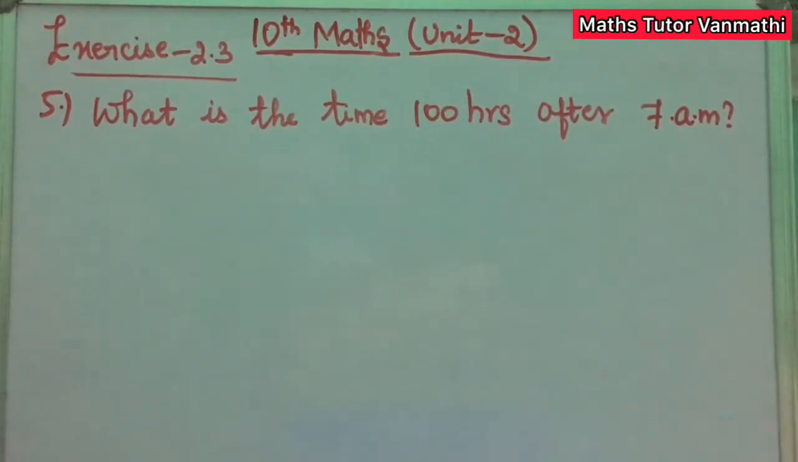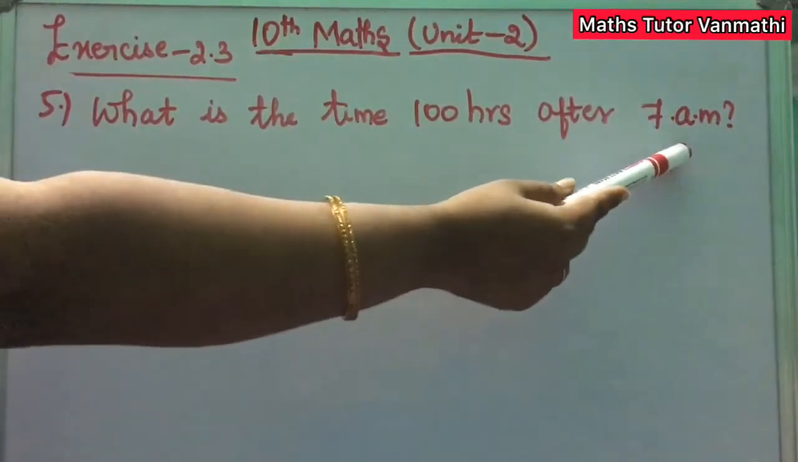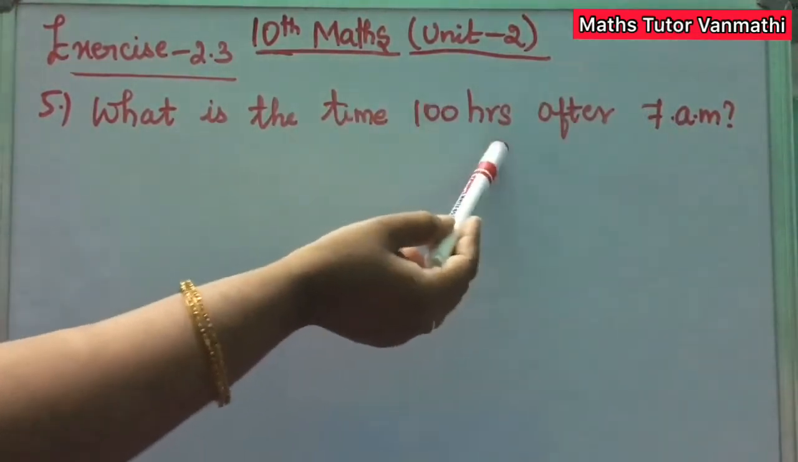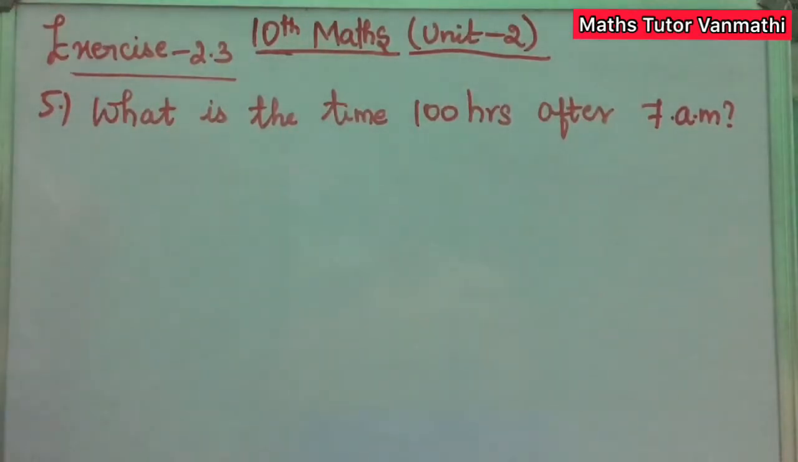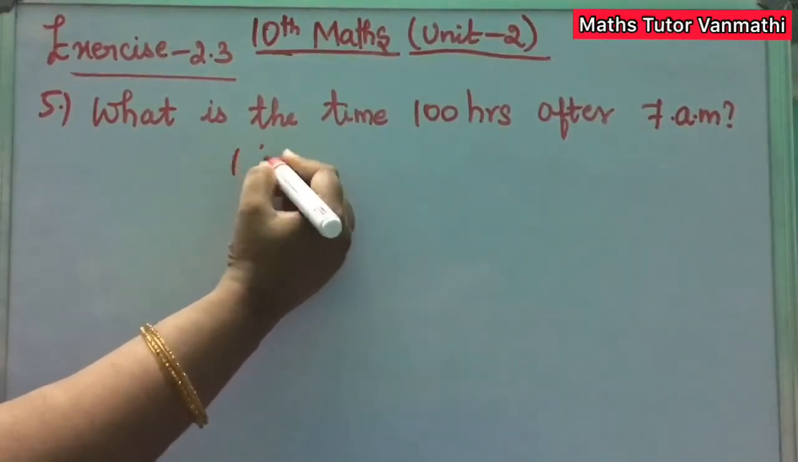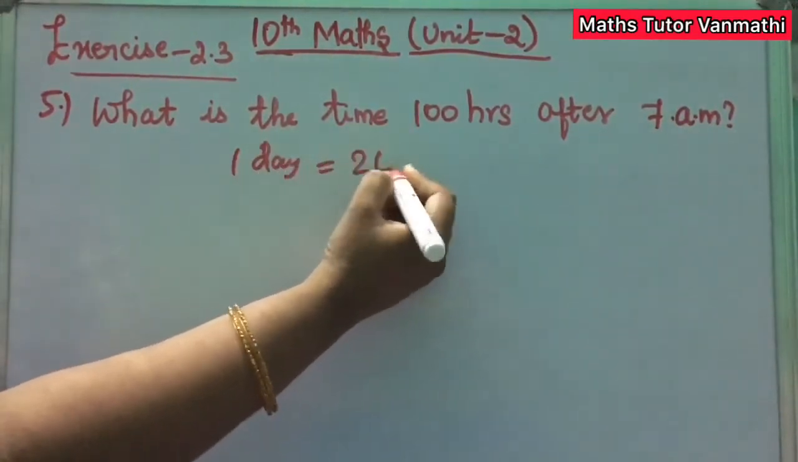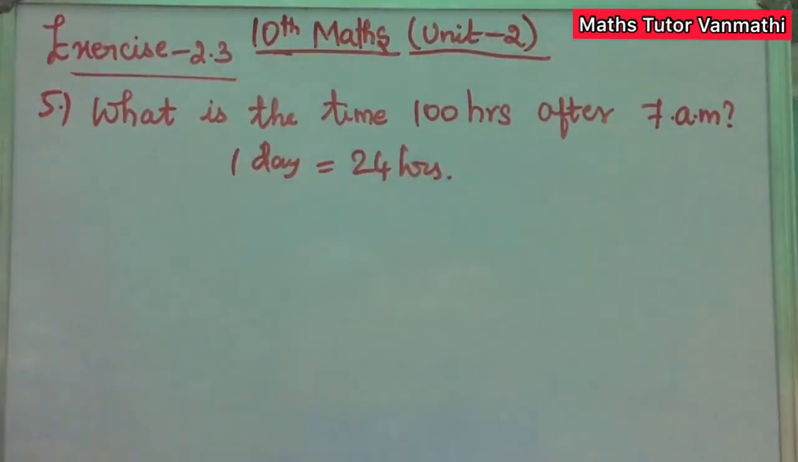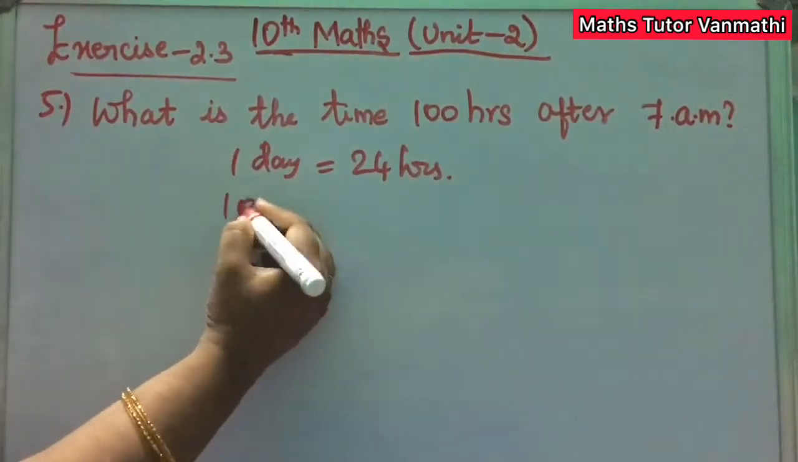Fifth problem, what is the time 100 hours after 7 a.m.? Okay, what they are asking is that 100 hours after 7 a.m., what will be your time? Okay, this can be easily solved by, how many hours do we have in a day? One day has 24 hours. Okay, now this can be written as 100 hours we need.